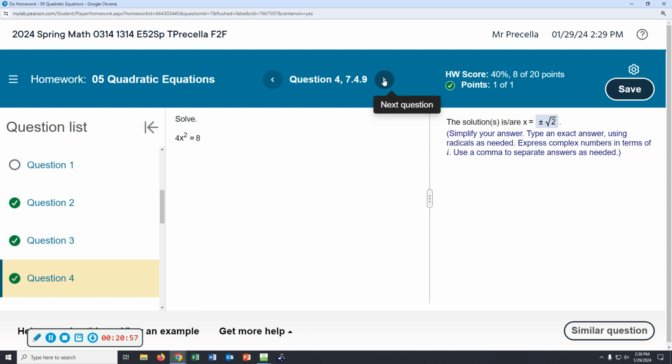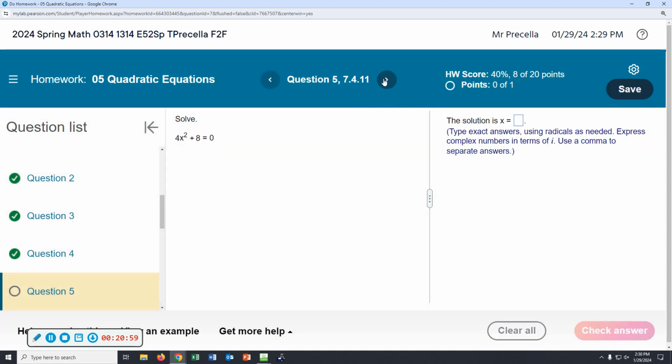Now let's try number 5. Oh, wait. Oh, okay. It's similar to number 4. I was about to say it's the same problem. No, it isn't. Okay? No, it is not. Problem 5 says 4x squared plus 8 equals 0.